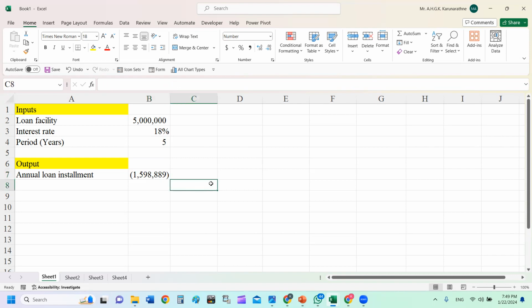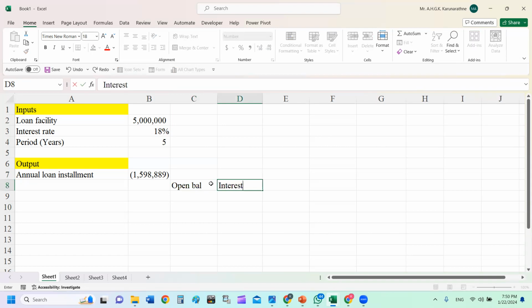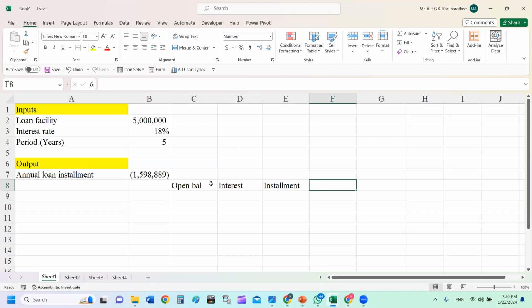So what are the ideal headings you have? Initially, in the first column you should put the open loan balance. We have prepared several repayment schedules, right? Open balance. Then we can put the interest column. Then you can put the installment column.